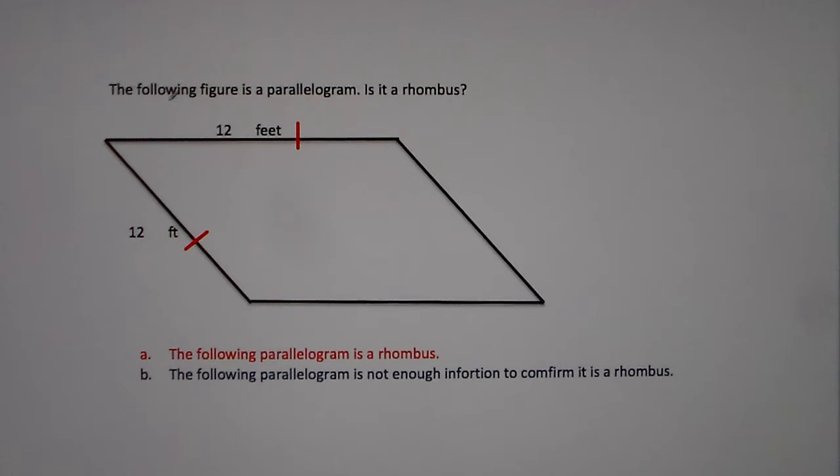Now look at this problem. The following figure is a parallelogram. However, is it a rhombus? Well, to figure out if it's a rhombus, another little fact that we need to know is that if we have two adjoining sides, meaning two sides that are right next to each other in a parallelogram, that are equal, then it is a rhombus. So if this is 12 feet and this is 12 feet, that means it is a rhombus, this parallelogram.